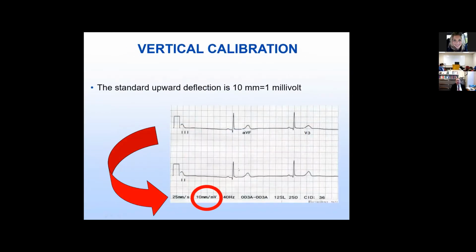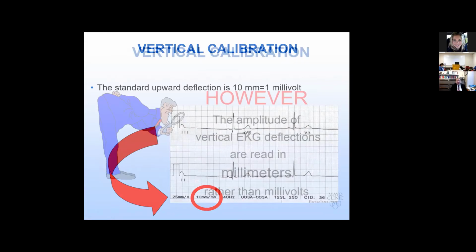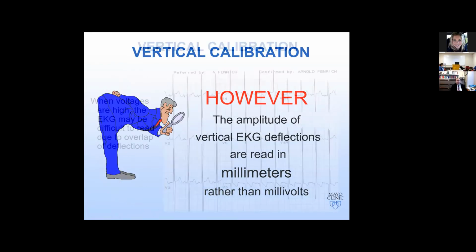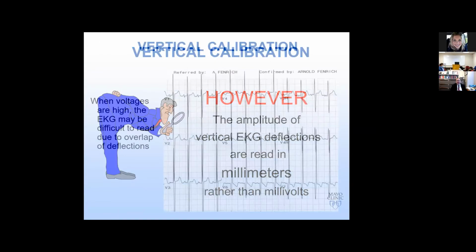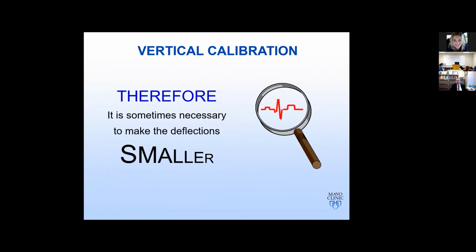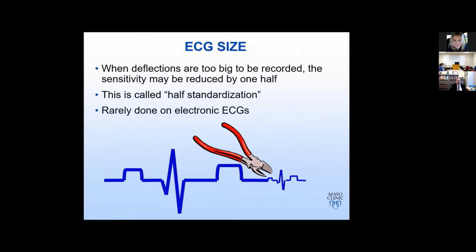Also, we have heights on the ECG, which measure the voltages. But we really care about the millimeters or the number of boxes. So we say it's 5 boxes high or 4 boxes high. We don't really worry about the millivolts. The only time this becomes an issue is if you have an ECG where the voltages are overlapping, and you're like, well, gosh, I can't tell where one ends and the other one begins. So sometimes we need to make the deflections smaller. To do that, we do something called standardization. Basically, we can cut the voltages in half just so it's easier to see on the ECG, and we can measure it.